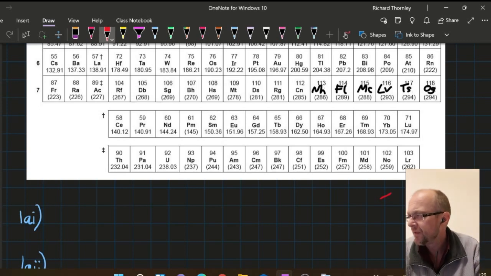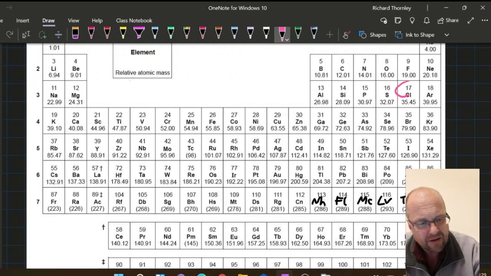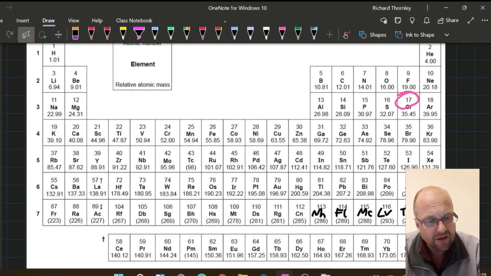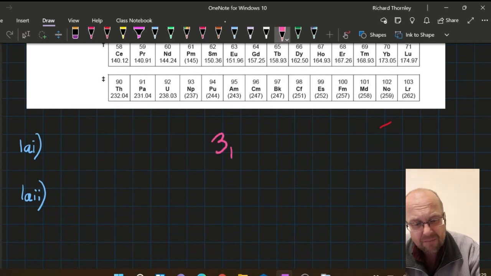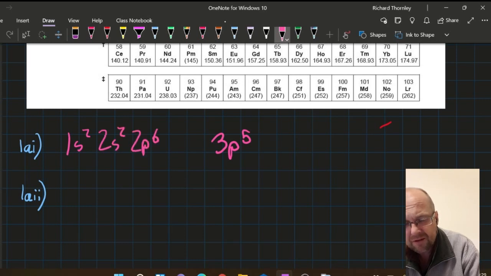All right, question 1. Electron configuration for the chlorine atom. So chlorine has 17 electrons, so you better make sure you account for 17 electrons. Looking at this, it's the third row of the P block, fifth one along. So whatever happens, I'm going to have to end up at 3p5. Alrighty? So it's 1s2, 2s2, 2p6, 3s2, 3p5.